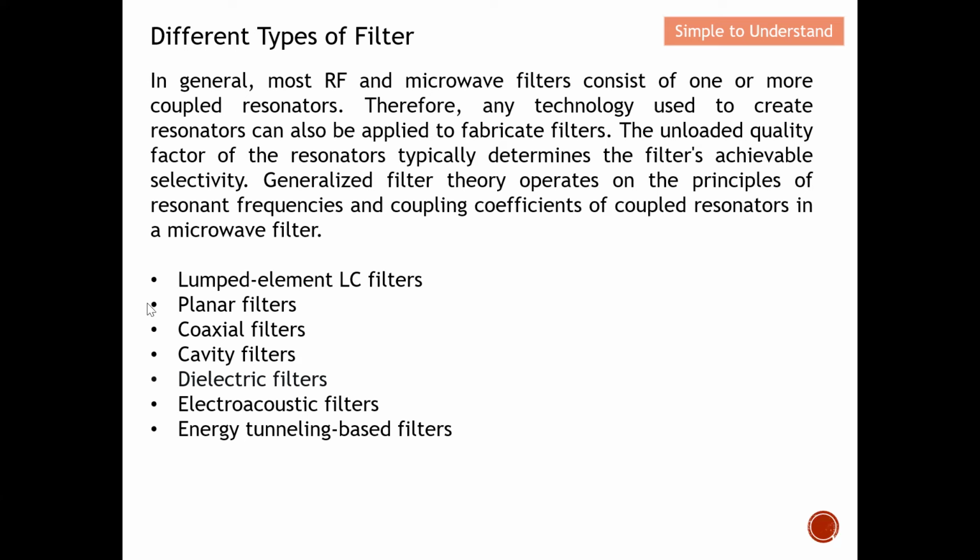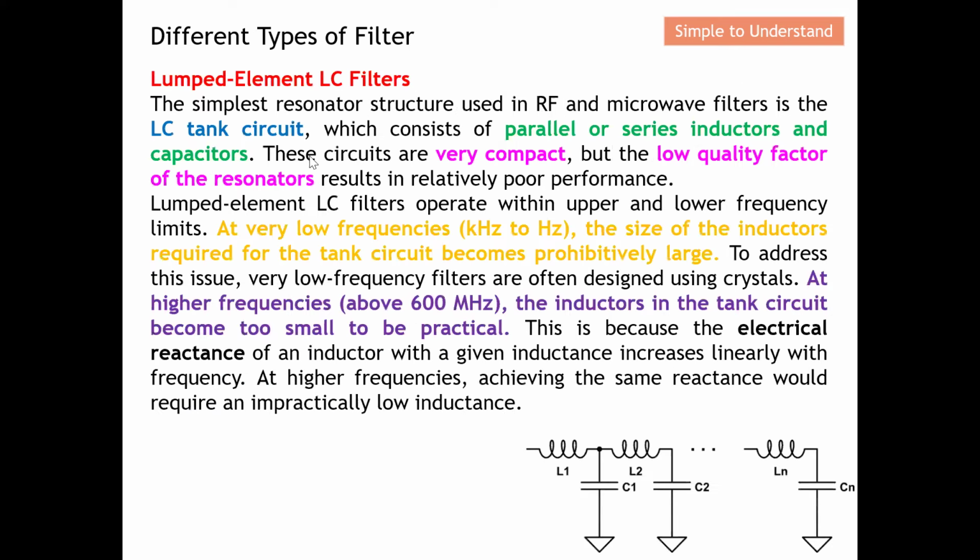Next is the planar filter, which means, for example, microstrip, which is highly utilized. In fact, this is one of the cheapest and easiest ways to fabricate a filter. We also have coaxial filters, cavity filters, which I'm going to explain later on, dielectric and electroacoustic filters, and last but not least, the energy tuning based filter, which allows us to tune easily. So let's take a close look at all these different types of filter. Let's start off by understanding the lumped element LC filter.